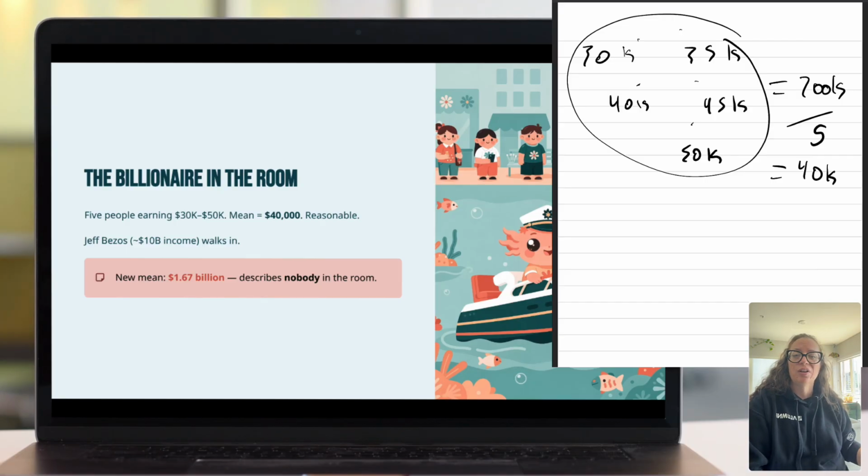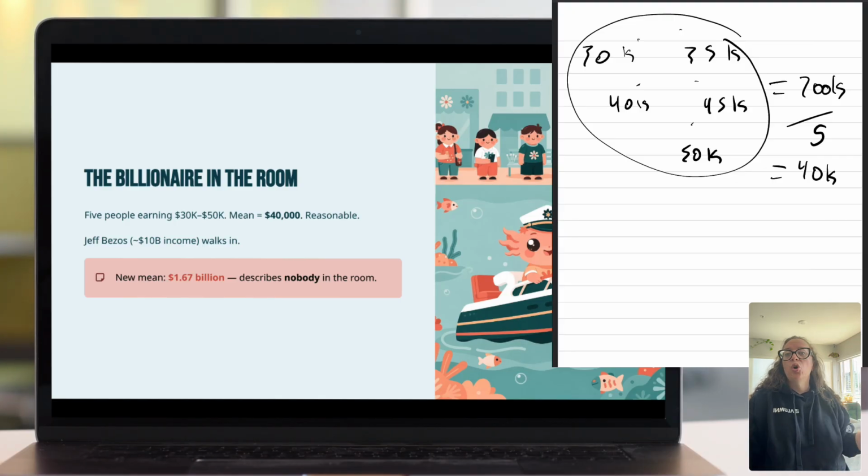Think about what just happened. 5 people still earn between $30,000 and $50,000 per year. One person earns $10 billion. And the mean says the typical income of this room is 1.6 billion. No one in the room is anywhere close to the typical income. The 5 regular people earn about $40,000, which is roughly 0.02% of the mean. Bezos earns 10 billion, about 600% of the mean.